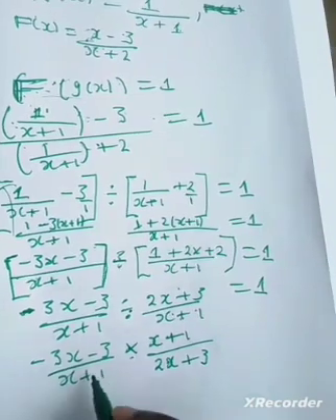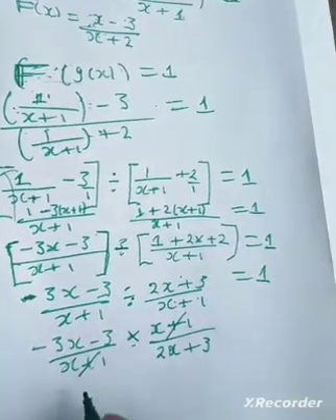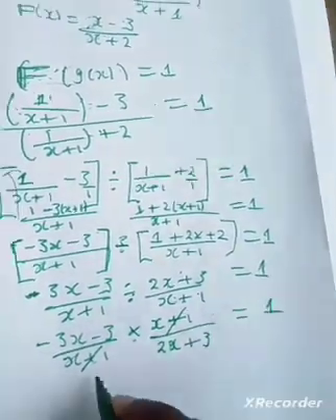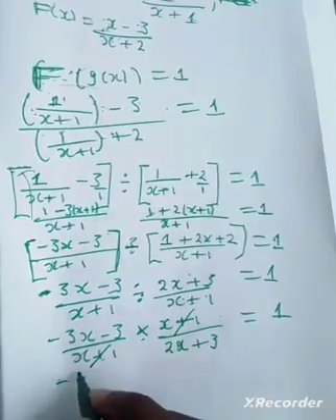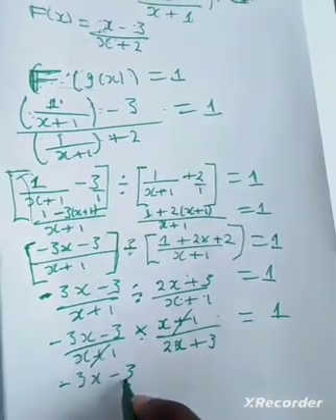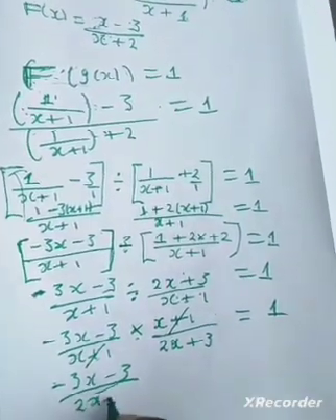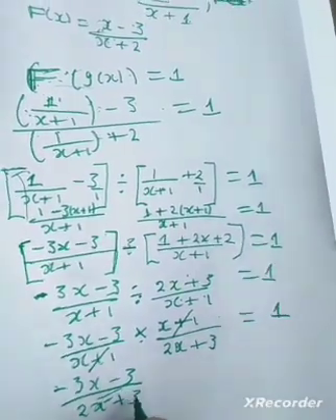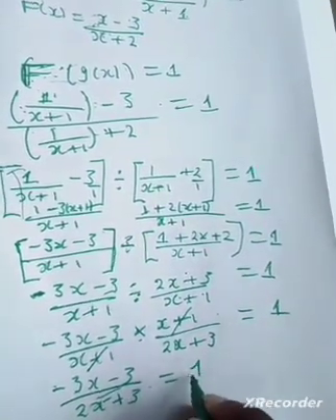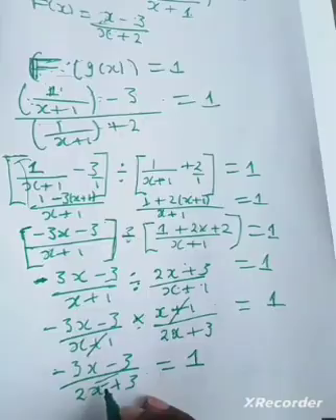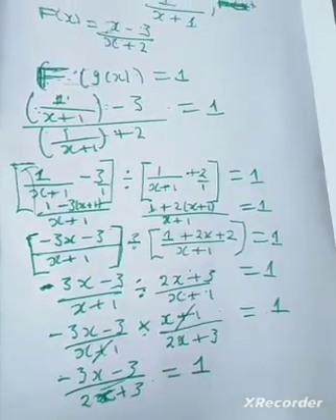Okay, now look, this and this can cancel each other, right? Don't forget, equal to 1. And when they do that, you're going to remain with negative 3x minus 3 over 2x plus 3 equal to 1.